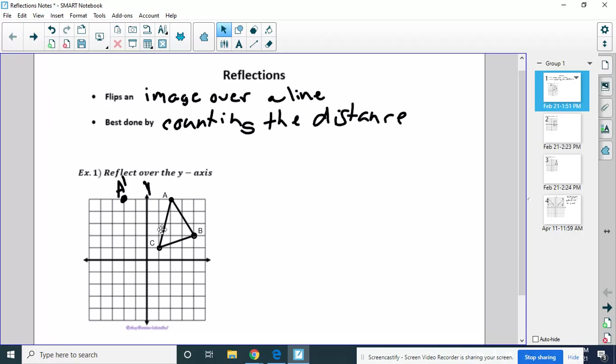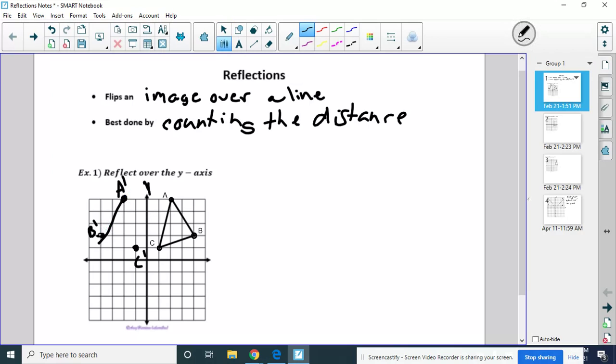B is 1, 2, 3, 4 to the right, so we would go 1, 2, 3, 4 to the left. And then C is 1 to the right, so we would go 1 to the left and label it C prime. And then we draw our triangle.